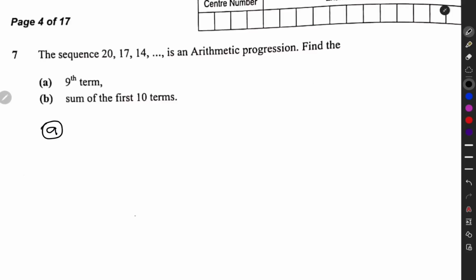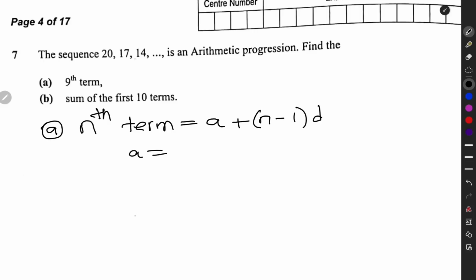So what is the nth term for an arithmetic progression? The nth term equals a plus n minus 1, d. Here a represents the first term, n is the term number that you are looking for, and d is the common difference. So we need to find the common difference, and we need to find the first term. From the sequence here, we can see a is equal to 20.